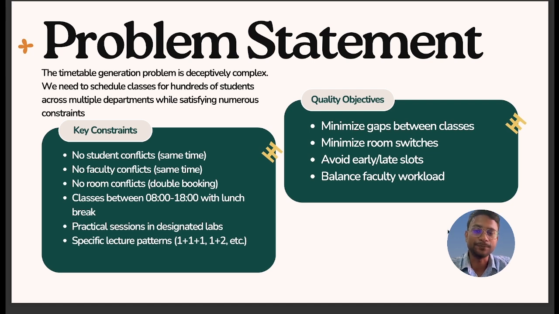Classes between 8 a.m. and 6 p.m. with lunch breaks, practical sessions in designated labs. Some have different patterns like 1+1+1 lectures, like 1+2, etc. Our main objectives are to minimize gaps between classes, minimize room switches, avoid early and late slots, and balance faculty overload.